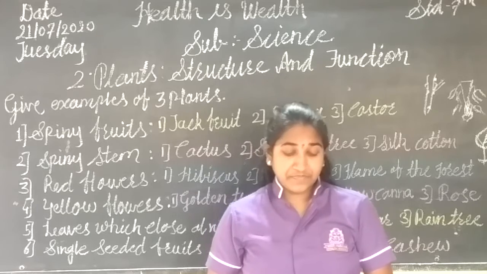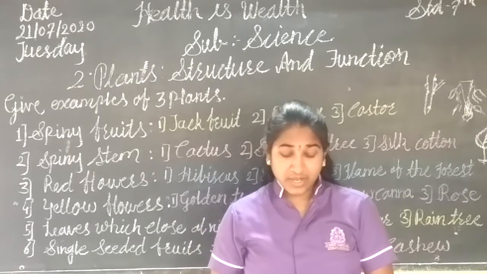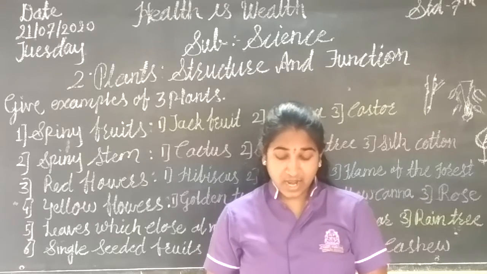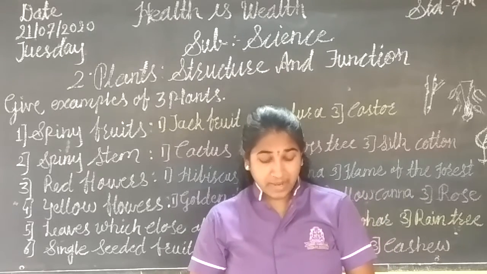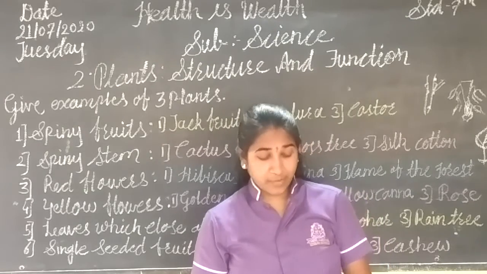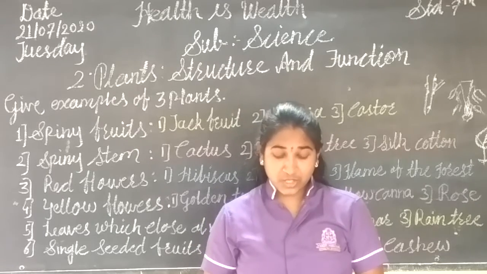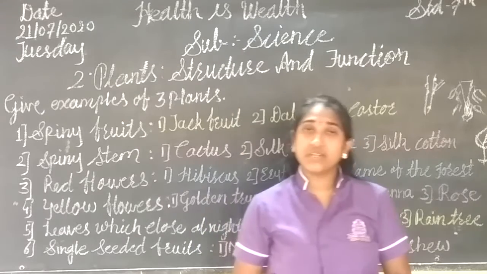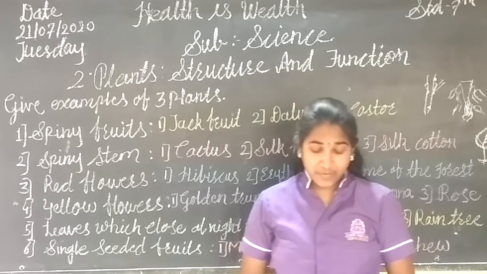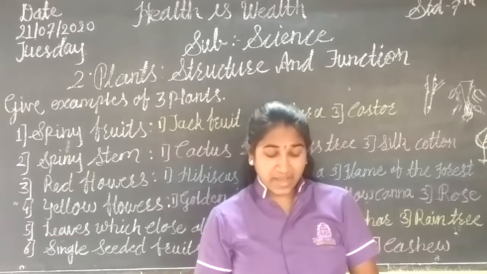Then arrangement, then shape of the leaves. Different shapes of leaves, that is rounded, then palmate, linear, that is also shape of the leaves. Then venation. Venation is of two types. How many types of venation are there? Two types. First one is the reticulate venation and second is the parallel venation.